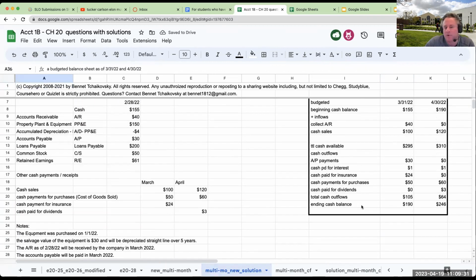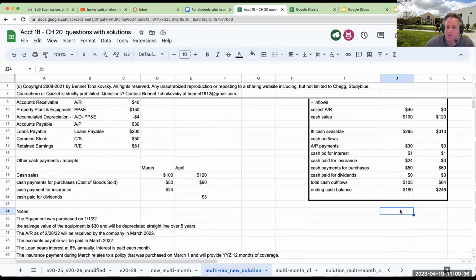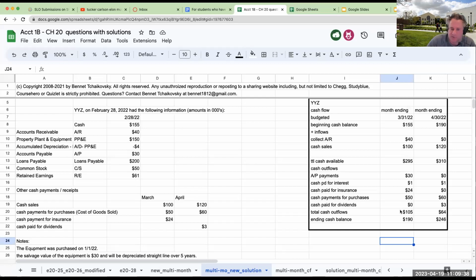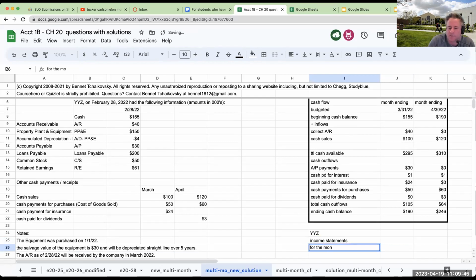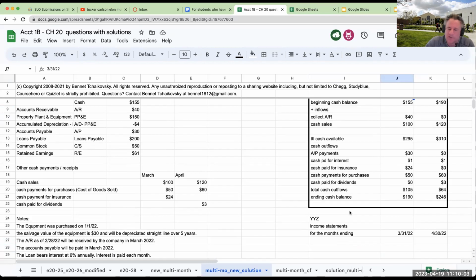If I'm doing an income statement, what is an income statement? I'm going to have YYZ income statements for the months ending 3/31/22 and 4/30/22. I have this up here in terms of what I collected in cash, and I have to turn these into income statements. So let's go through and start.